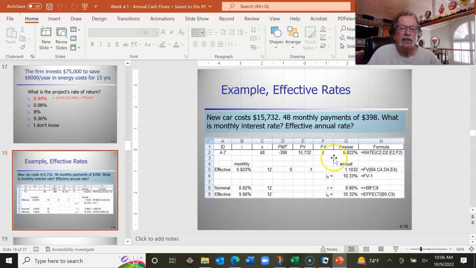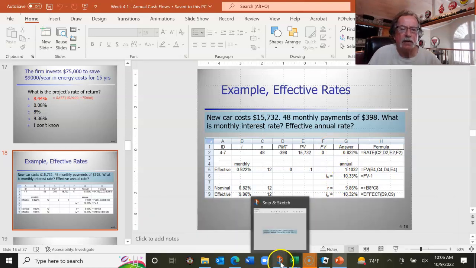Okay, so let's look at this problem right here. How are we going to solve this problem right here?